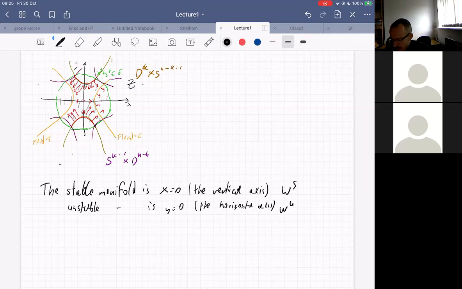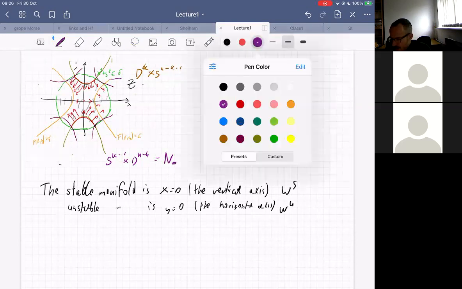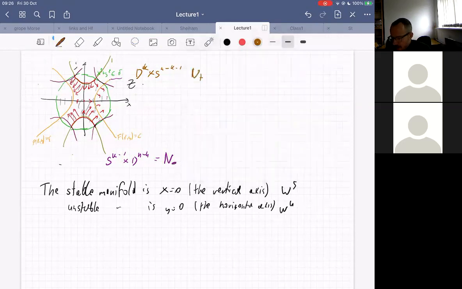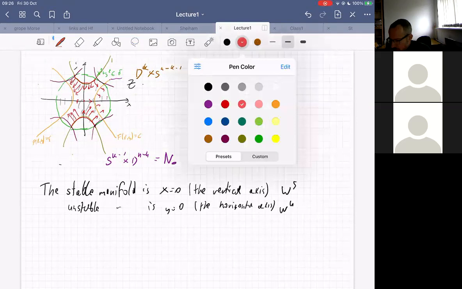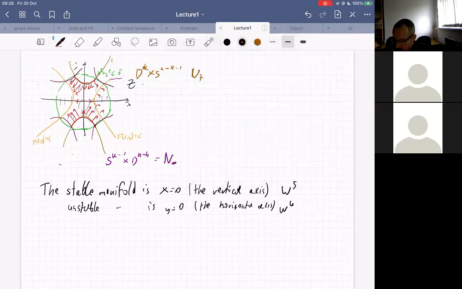And just for shortening the notation, I will call this n minus, and for this, I will use the notation n plus. Okay, so this is the entry set, and this is the exit set. This is n minus, and this is n plus. n minus intersected with n minus is the entry set.